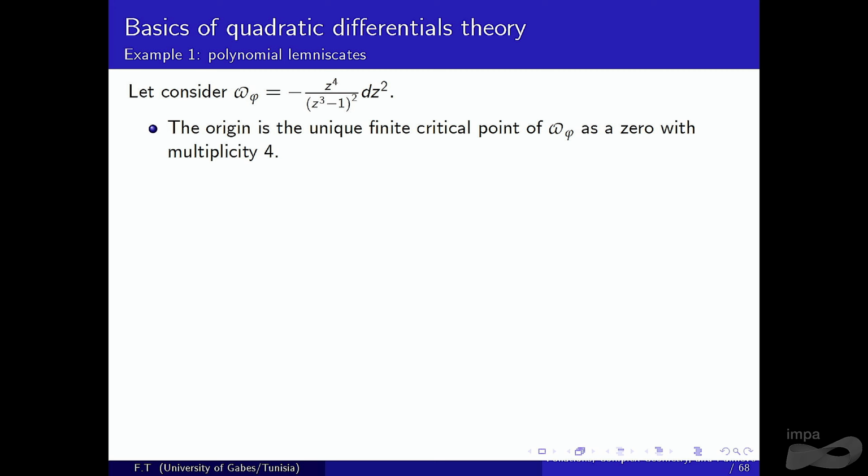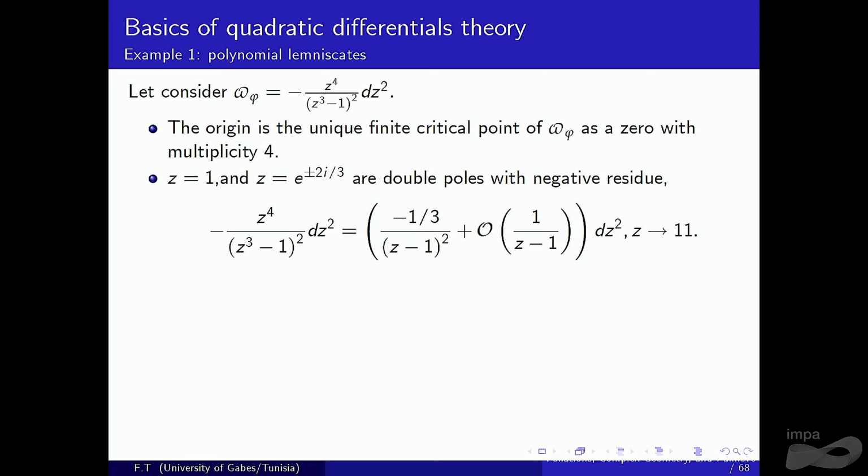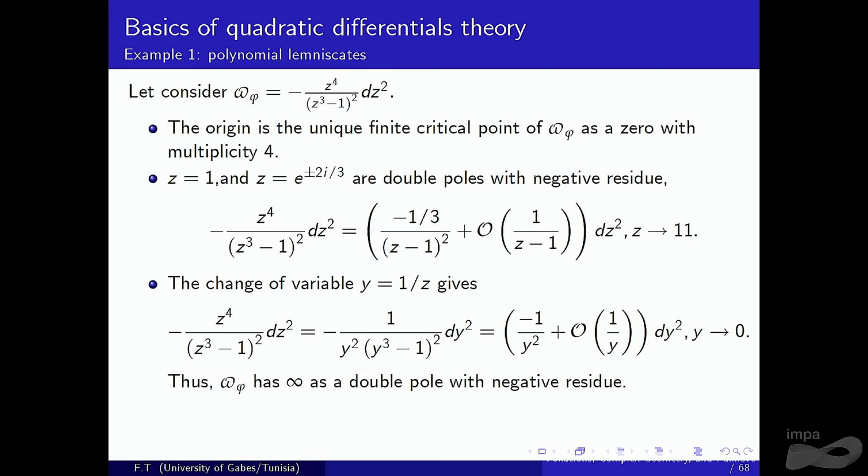The first one, if we consider this quadratic differential, minus 4 over (z squared minus 1) squared dz squared, then as you can see, we have the origin as the unique finite critical point, a zero of multiplicity 4. And z equals 1, exponential plus minus 2i pi over 3 are double poles with negative residue. And also we have another double pole with negative residue that is located at infinity. Just consider the change of variable y equals 1 over z.